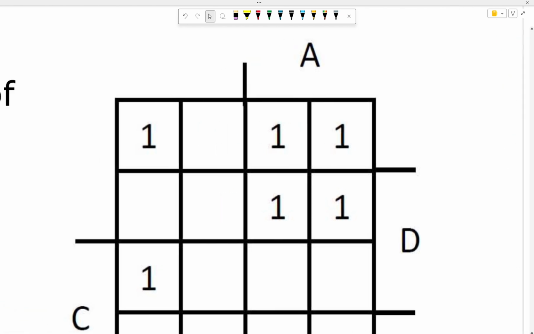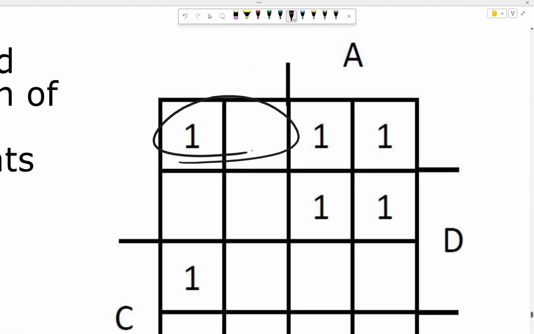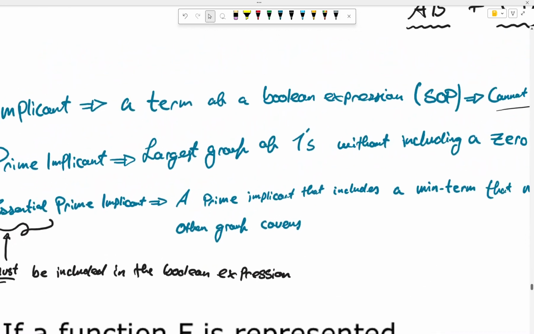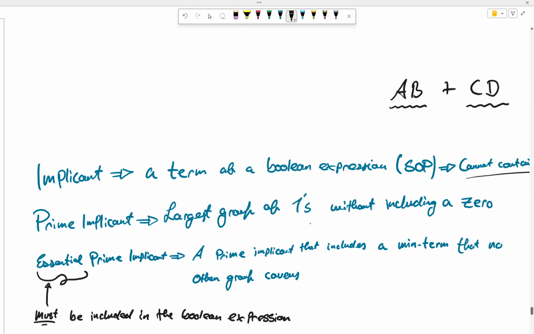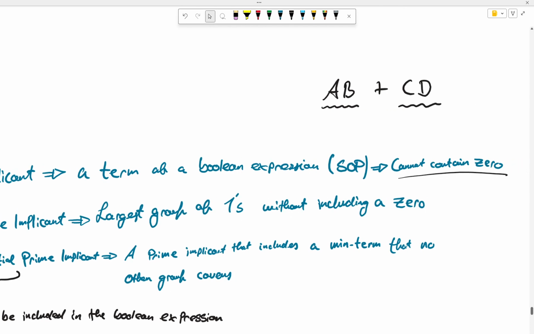So if we look at this example here, if we have a group that's here, this cannot be an implicant as it contains a zero term. However, if it is this, that is an implicant. The next definition is a prime implicant. This is the largest group of ones that do not include a zero.